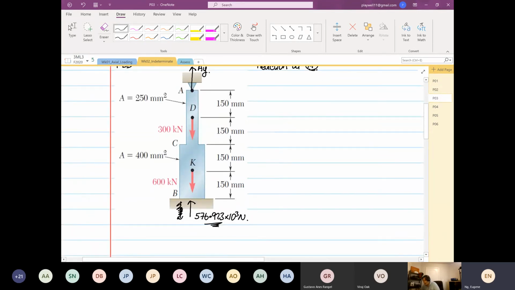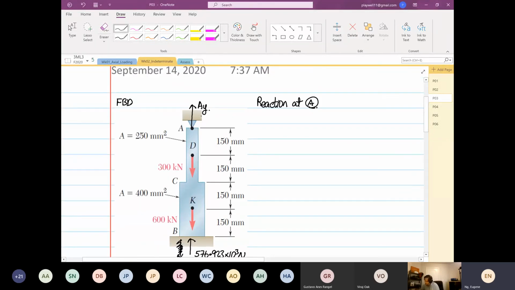Down here, I cancel it because after our analysis, we realized the 576.923 is acting upwards, right? So now we want to find what is our AY. So from here, we can finally use our static analysis. All right, we finally going to use our static analysis.